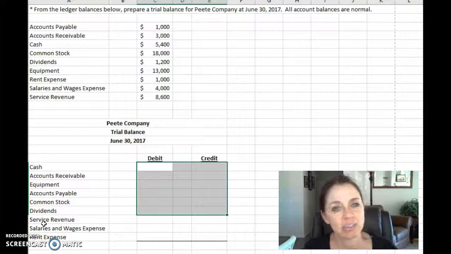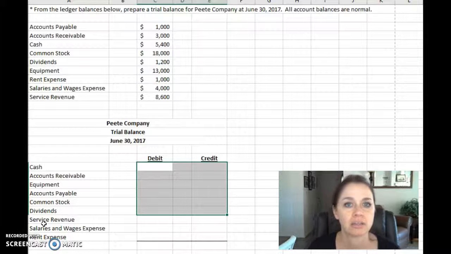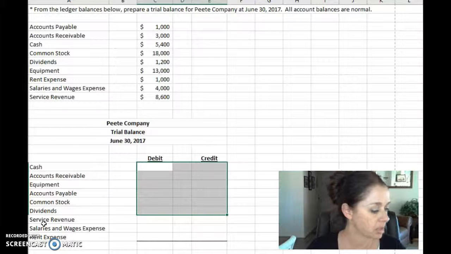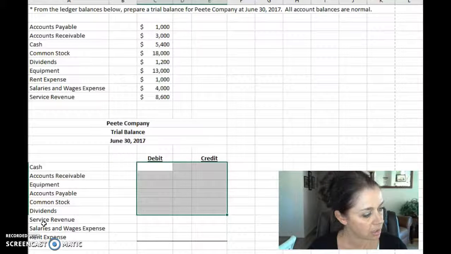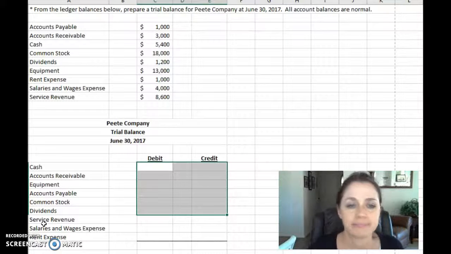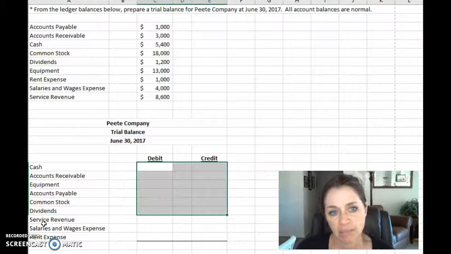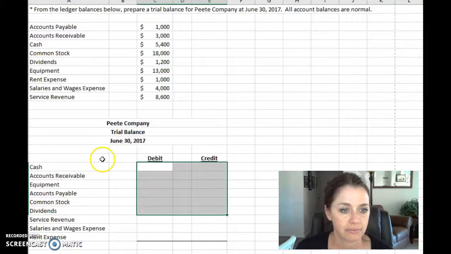Hi everybody, this is Becky Martinez and I am working on number 11 of our assignment in the book, page 142 on the brief exercises. So the assignment is from the ledger balances below, prepare a trial balance for Peat Company, June 30th, 2017.